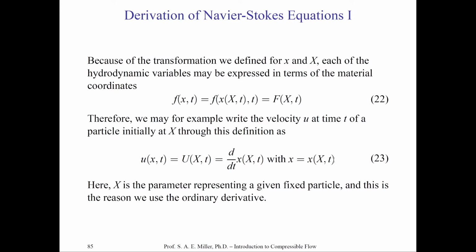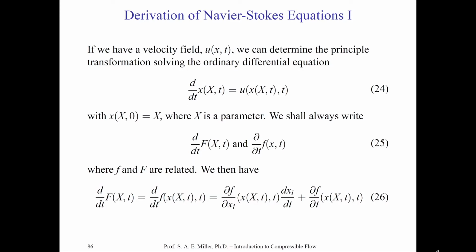Now, capital X, remember, is the parameter which represents a given fixed particular particle. And this is the reason we use the ordinary derivative, but we really want to use partial derivatives. Now imagine that we have a velocity field. A velocity field is a field of vectors in space and time, which might be continually changing if we're interested in fluids. We'll call the velocity field u throughout this class.